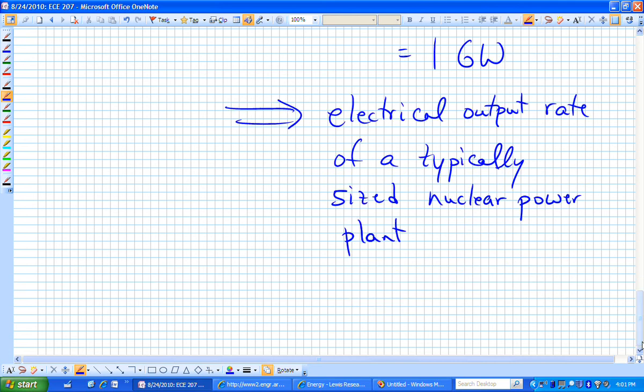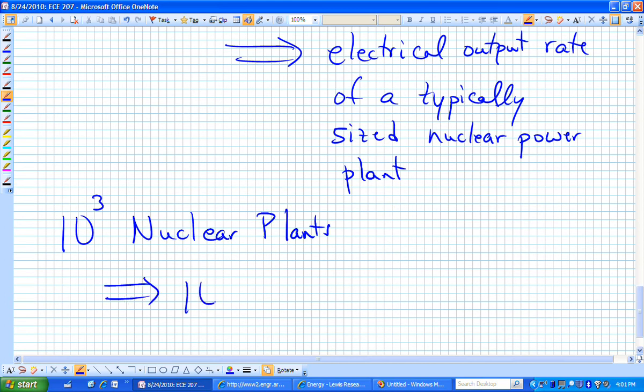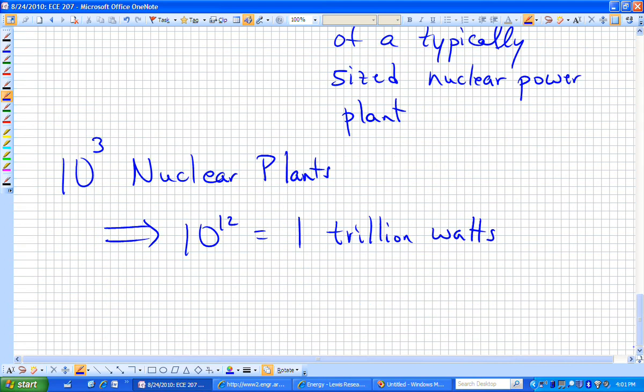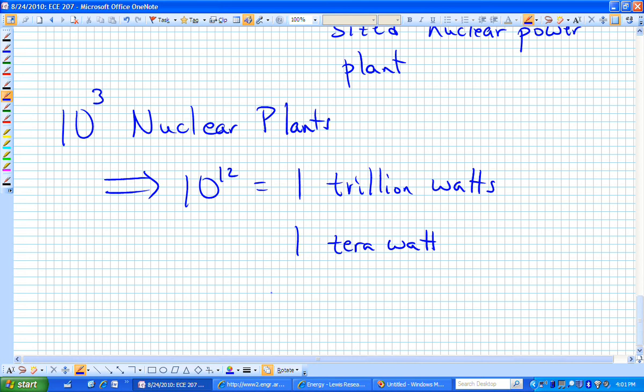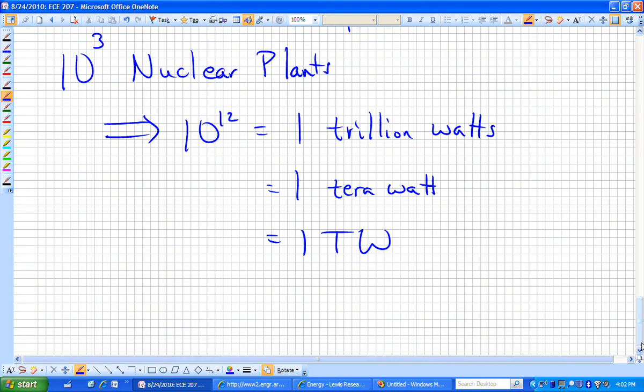Okay, what's the pattern? How about if we take 1,000 nuclear power plants? That's a big number. That's now 10 to the 12th, which is 1 trillion watts. Or that's 1 terawatt. Or 1 TW. What consumes that much? Question?